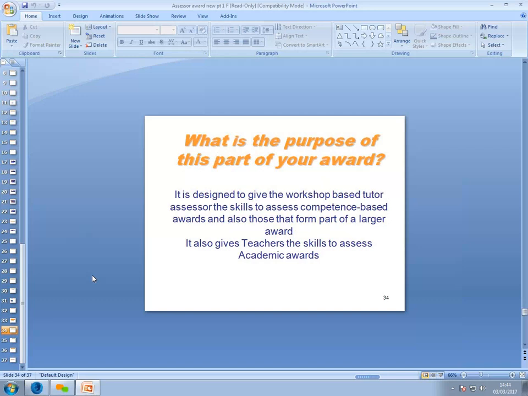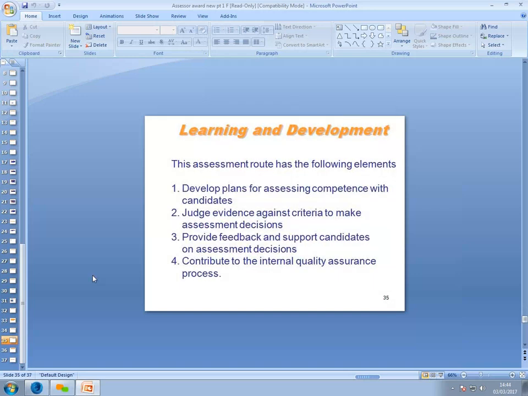What is the purpose of this part of your award? It's designed to give workshop-based tutors or assessors the skills to assess competence-based awards, and also those that form part of a larger award. It also gives teachers the skills to assess academic work. So you're going to develop plans for assessing competence with candidates or learners, judge evidence against criteria to make assessment decisions, provide feedback and support to candidates on assessment decisions, and contribute to the internal quality assurance process.